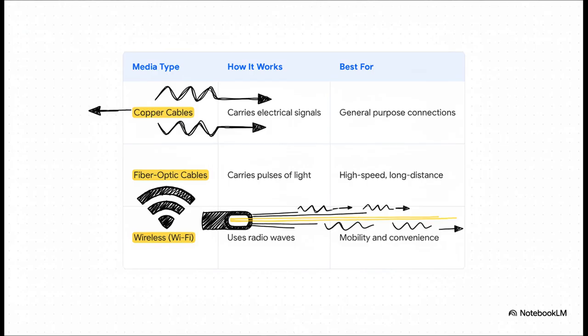Data can travel as little electrical signals through the copper cables that are probably in your walls right now. Or it can be pulses of light, just zipping through super fast fiber optic cables buried under the ocean. Or, of course, it can be the invisible radio waves we all know and love as Wi-Fi. Each one is a totally different kind of road, built for a very specific purpose.